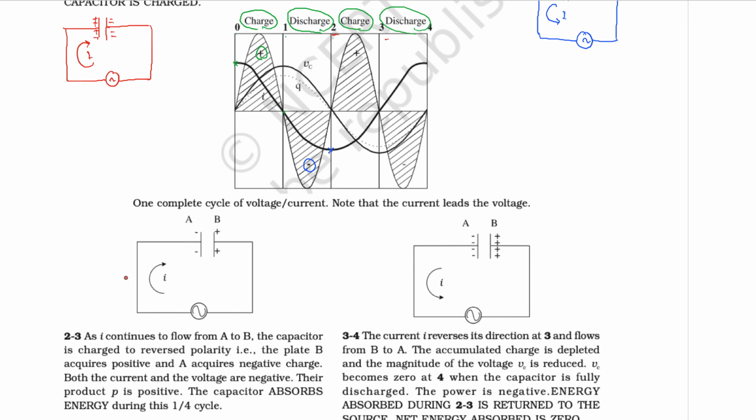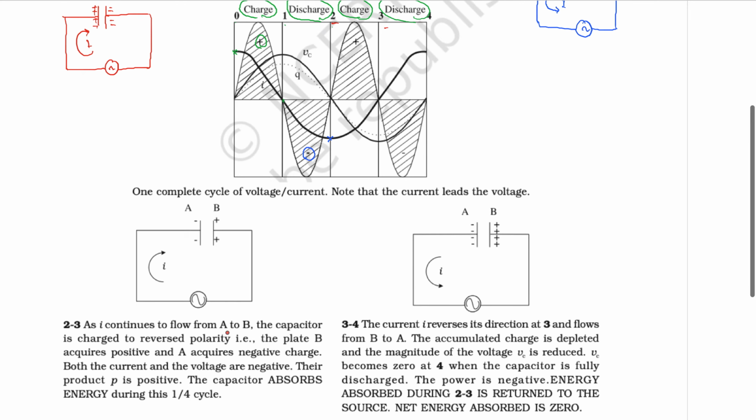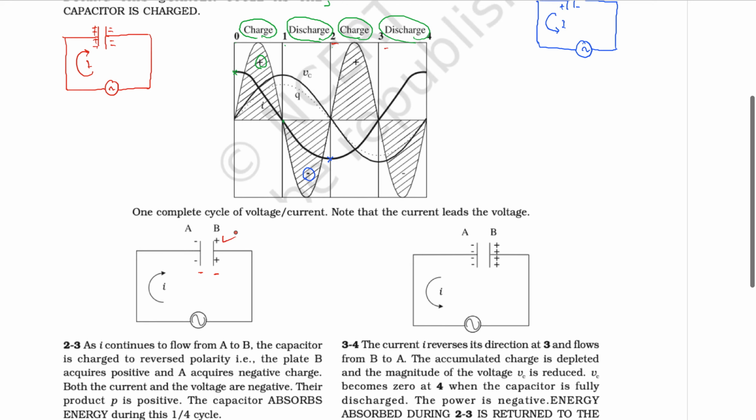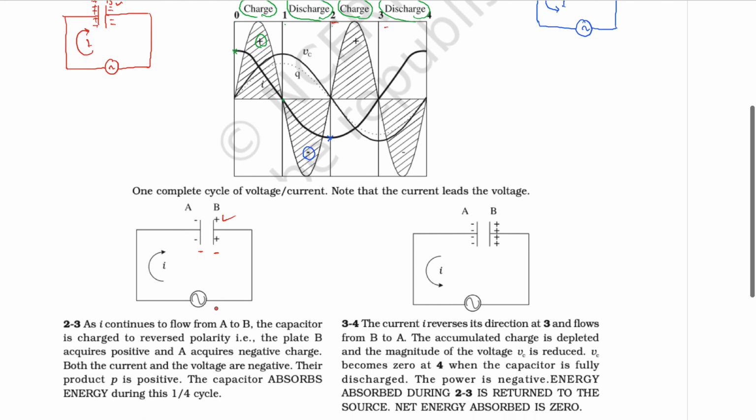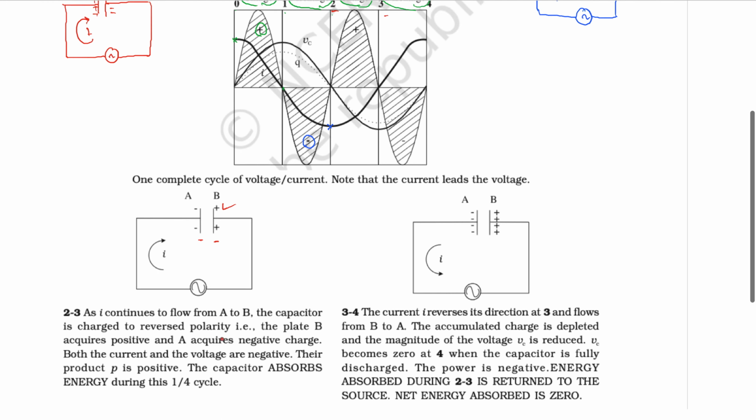So see carefully, I continues to flow from A to B. So current will flow now from A to B. See this arrow, current is flowing from A to B, and the capacitor is charged with reverse polarity. Now this is positive polarity. Earlier it had negative polarity. This is plate A, this is plate B. Now in this case plate B has the positive polarity, so the polarity is reversed. That is, plate B acquires the positive and A acquires the negative charge.